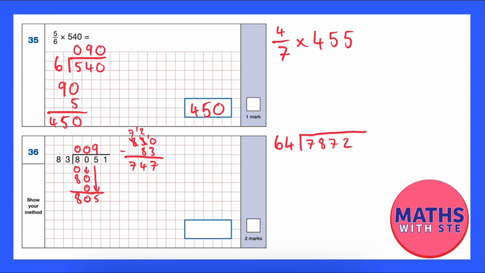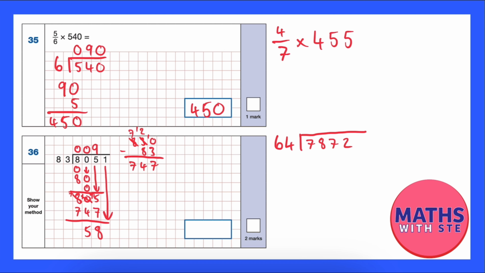So I can say 747. And let's take that away. 5 take away 7 can't do. I'm just going to borrow from this 8. That's going to become a 7. This is going to get a bit messy, isn't it? And a 10, and then that's going to become a 9, and then that's going to become 15. Okay, so 15 take away 7 is 8. And 9 take away 4 is 5. And 7 take away 7 is 0. So it's 58. Bring down the 1.